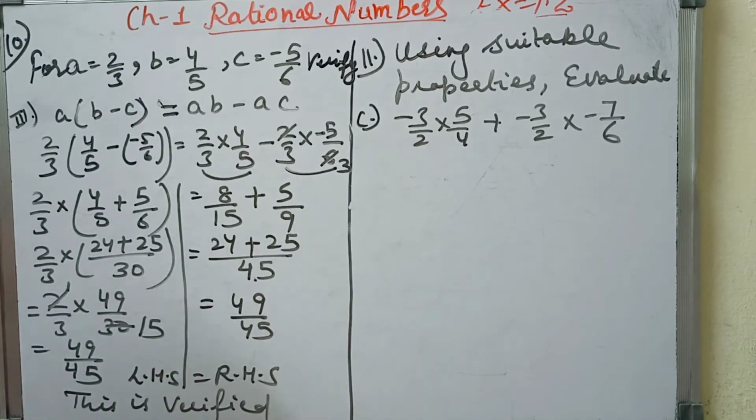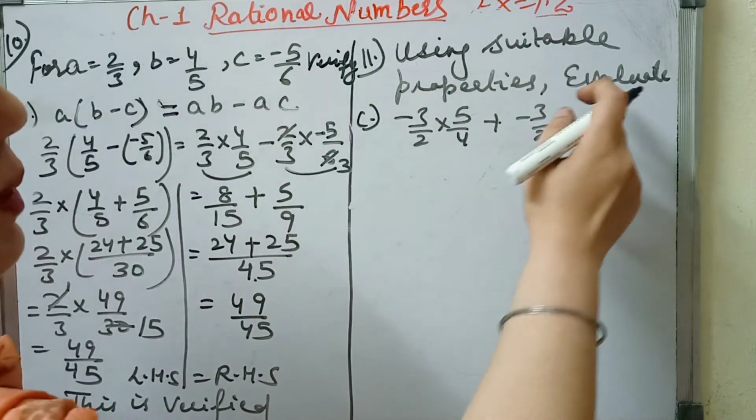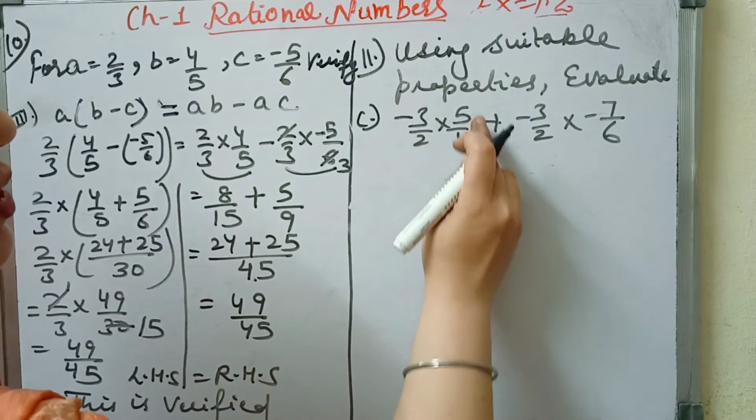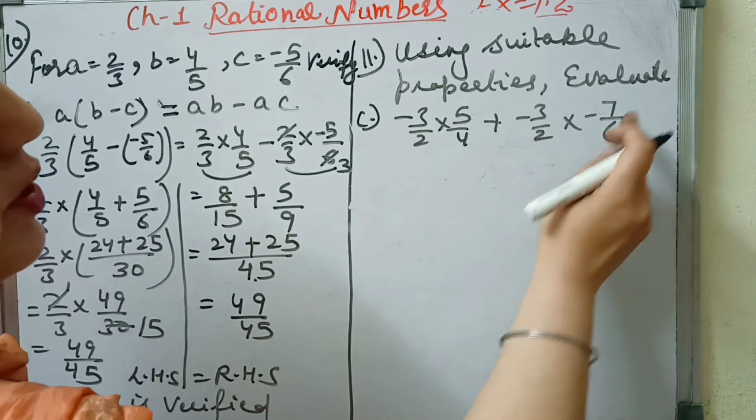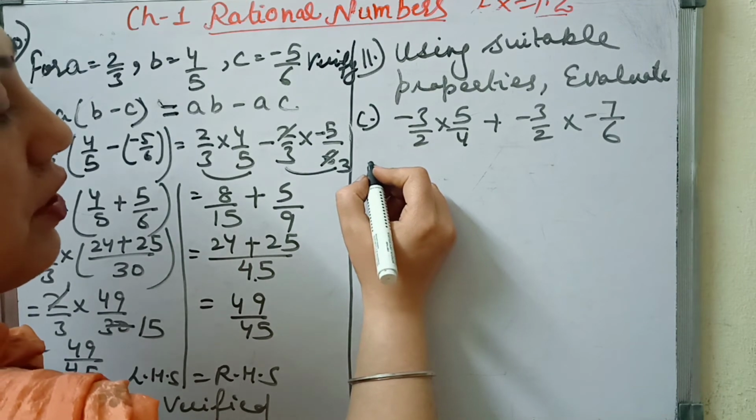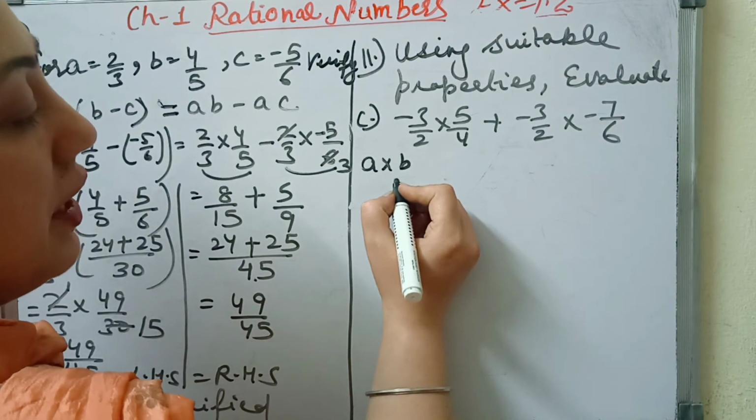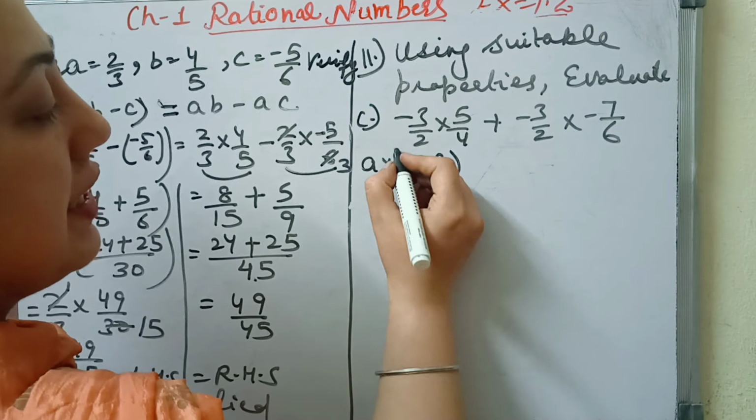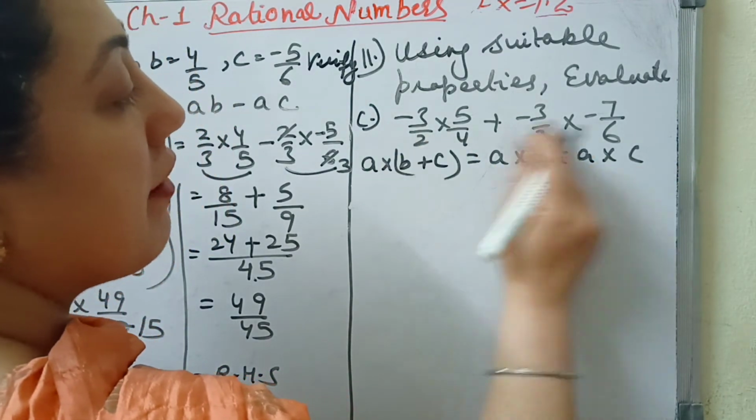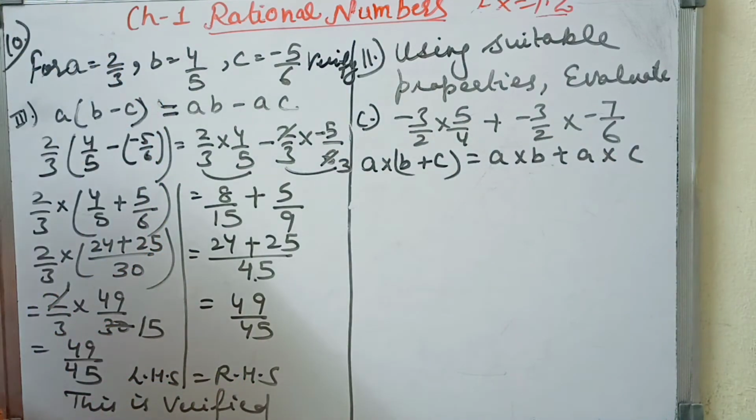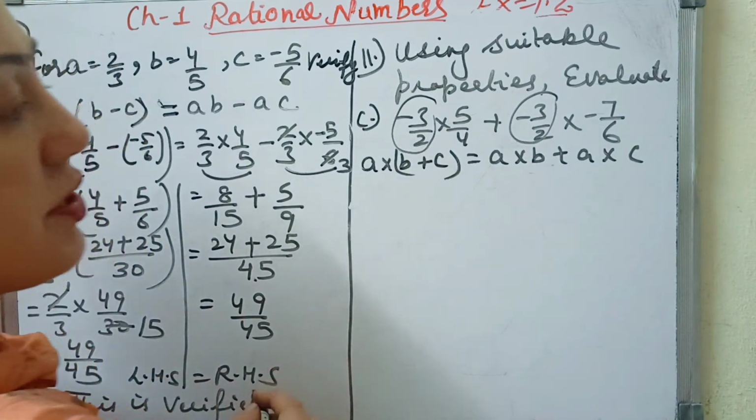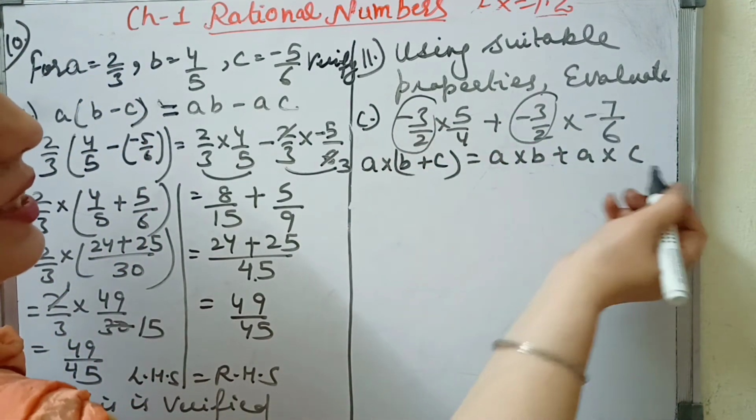Now the next sum is: using suitable properties, evaluate. We have minus 3 over 2 into 5 over 4 plus minus 3 over 2 into 7 over 6. You know the distributive property: a into b plus c is a into b plus a into c. Here the right-hand side is given to you. A is common here, minus 3 over 2 is common.